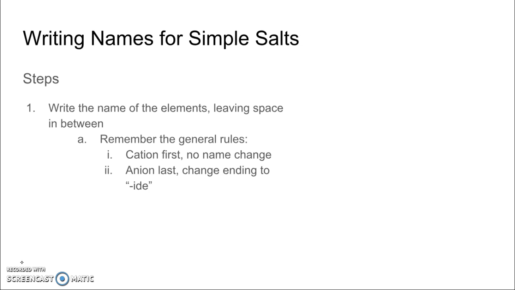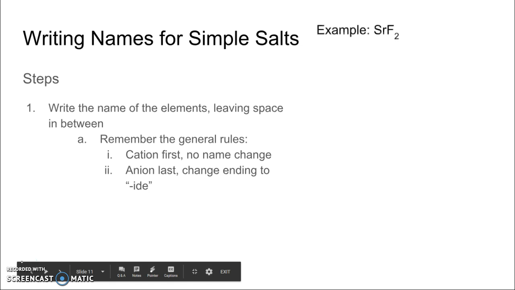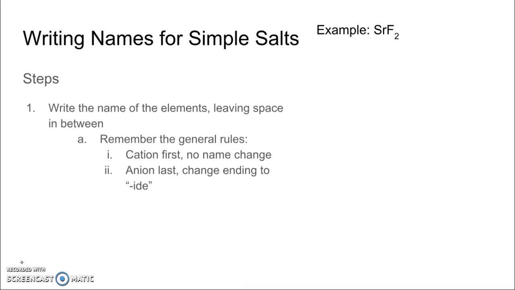So we're going to do an example, SrF2. Following our step, we just need to find the names of these, write them out, and leave a space in between. Remembering our general rules, we write the cation first. Take a second and think about it: which one of these is the cation?